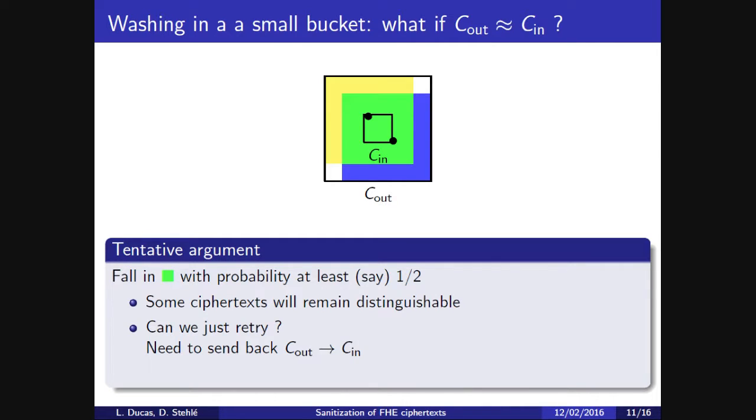So if we have a probability 1/2 of making this work, why can't we just retry? Well, we've moved from this small ciphertext space to this big one. So if we want to retry, we have to bring our ciphertext back to the small space before retrying. So we need to send this whole ciphertext space back to this smaller one without affecting the inner plaintext. So can we send this back, the C out space to the C in?